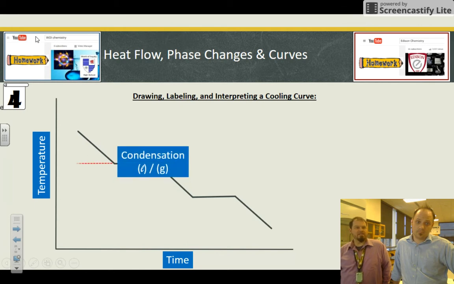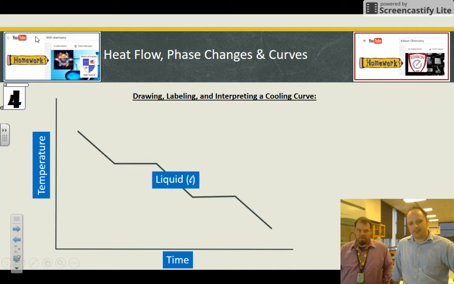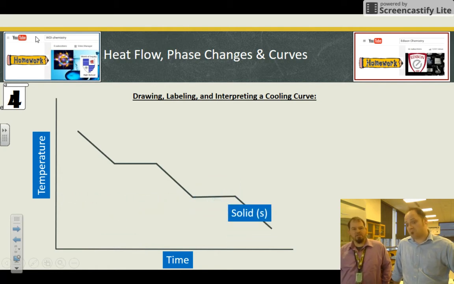First flat, condensation point. Now I'm going from gas to liquid, so it has a different phase change name. We call it condensation. Okay, and then again, the second flat will be liquids. And when I go from a liquid to a solid, freezing point. And then the last piece is solid only.